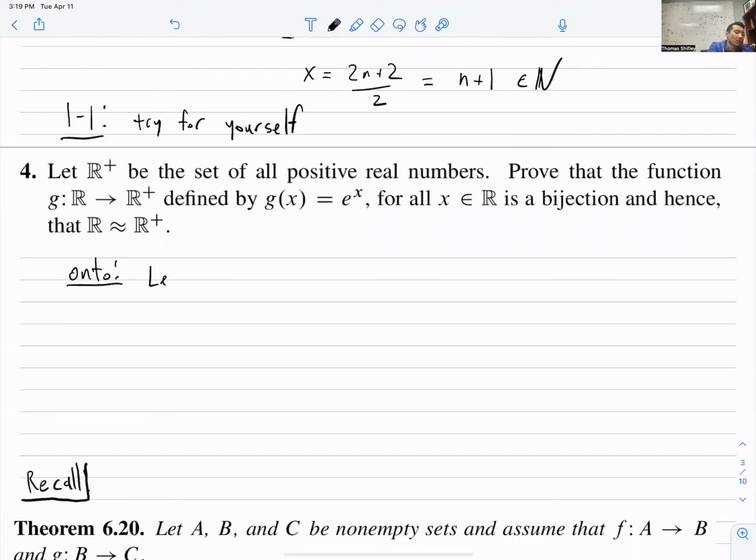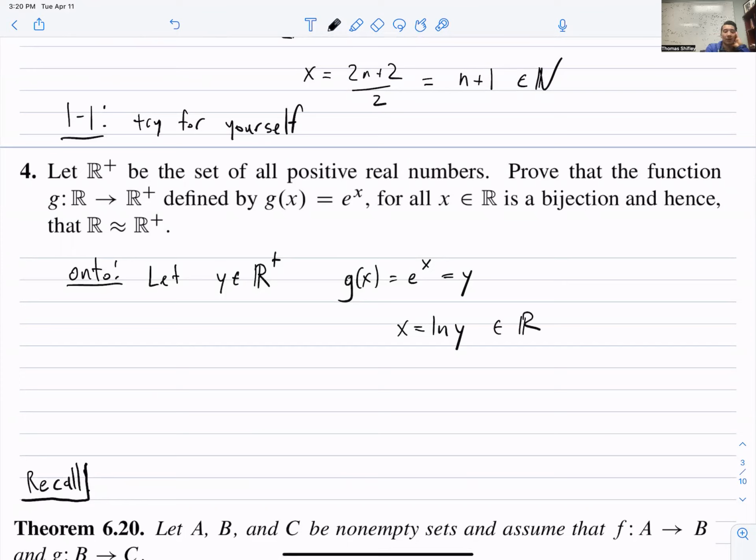So let y be an arbitrary positive real number. By the way, this means y is not equal to 0. What x is going to map to it? Well, take the inverse. If you set g of x equal to y, then solving for x, you take the natural log of both sides, and x equals ln of y, which is an element of R.